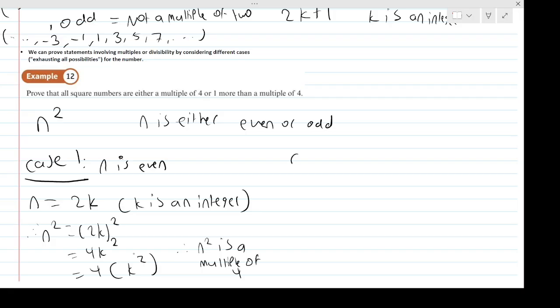Now, what about the second case? Well, if n is not even, the other possibility is n is odd. Okay, so then n would be 2k plus 1. By the way, you can have minus 1 instead. You still get an odd number. It doesn't matter, but I tend to like to write plus 1.